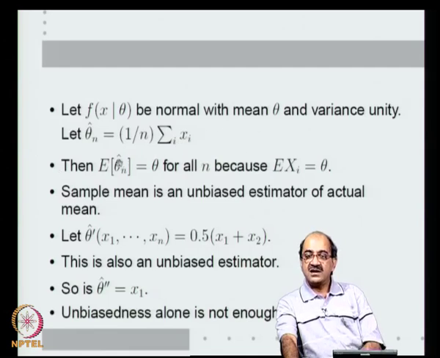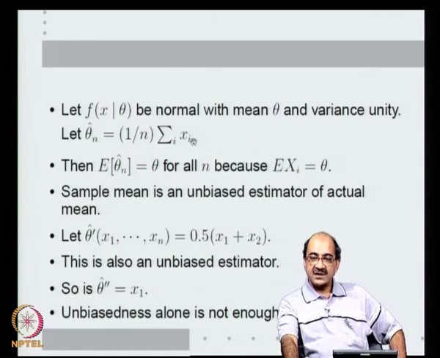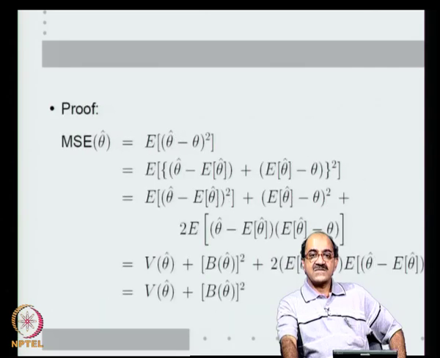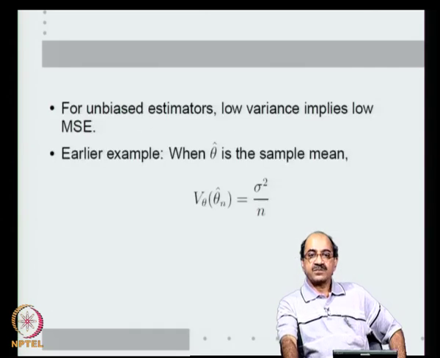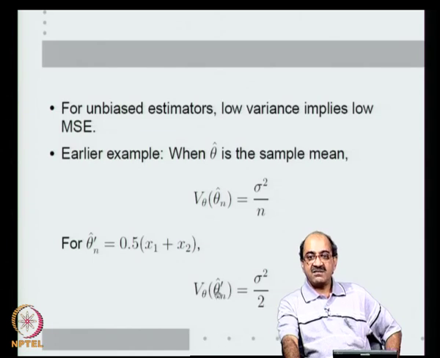So, the variance of the sum is the sum of variances, that will be n sigma square, because I am multiplying with 1 by n, it becomes 1 by n whole square into n sigma square. So, this becomes sigma square by n, whereas this becomes sigma square by 2 and this becomes sigma square, right. So, that is basically what I am getting. So, in my earlier example for the sample mean, the variance is sigma square by n, whereas for my other estimators, when I take this, it is sigma square by 2, right.